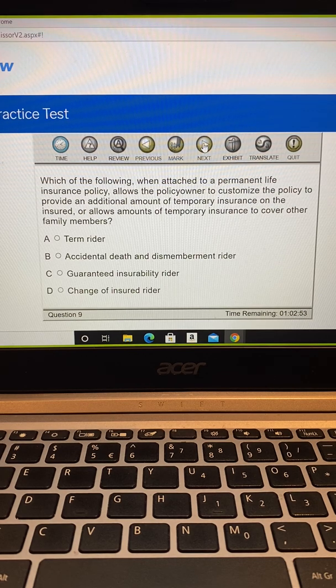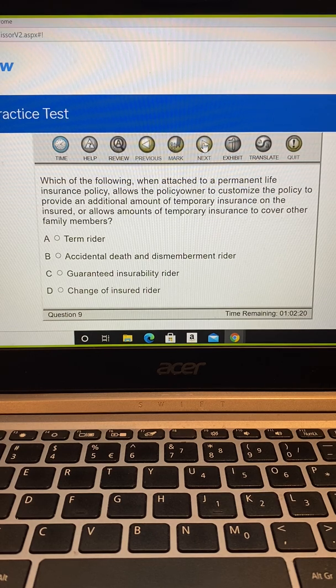I never heard of that. All right, well, let's say this. I had a question like this on my test. You got to know how to match the terms up. If you see term, the words are synonymous, they're interchangeable. Term and temporary are interchangeable. If the question says term, the answer is going to be temporary. If the question says temporary, the answer is going to be term.